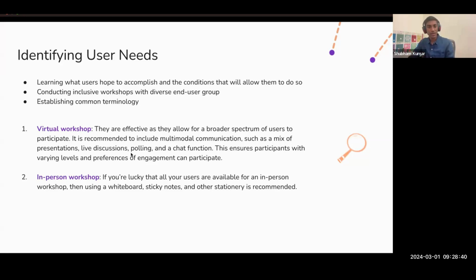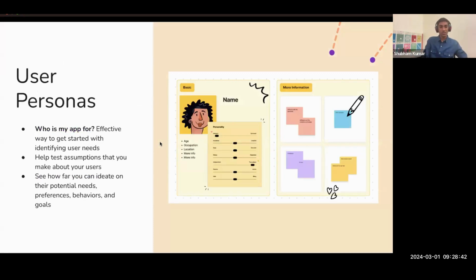All right, let's move to the next slide. I want to hand it over now to Jose, who's going to talk about user personas. Over to you, Jose. Thank you, Shyam, and hello, guys. Nice to see you again.